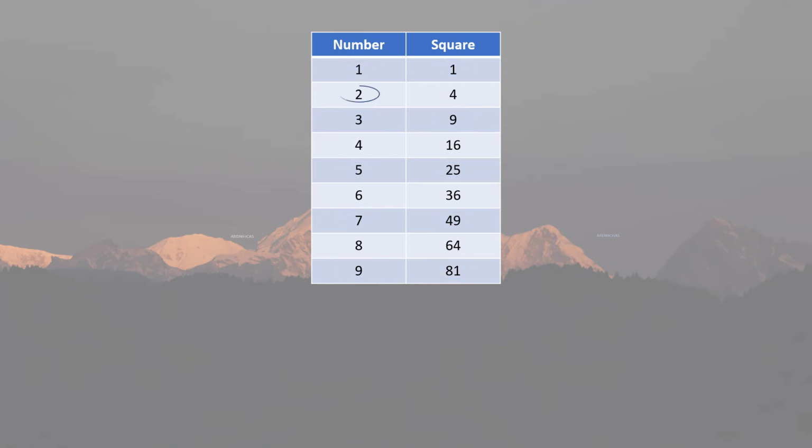Let us consider 2, 4, 6, 8. These are even numbers. When we square them, we get 4, 16, 36, and 64. And these are nothing but, again, even numbers. So from this example, we can see that the square of an odd number will always be odd, and the square of an even number will always be an even number. This is another property of square numbers.